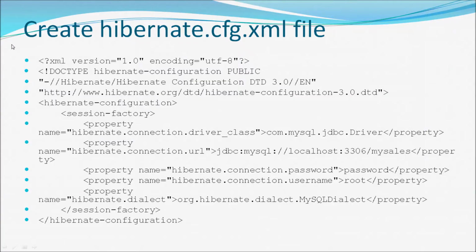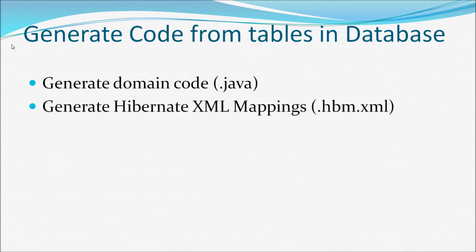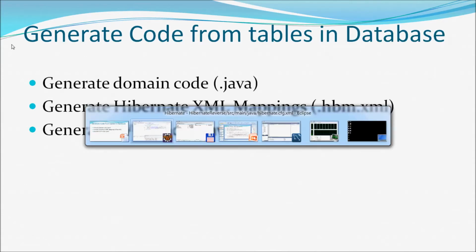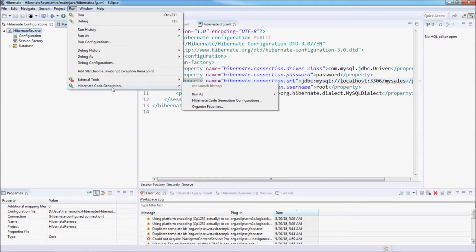Now we can generate code from the tables in the database. We can generate domain model classes or Hibernate XML mapping files and DAO code. Now to generate code for the model classes, you can click on this button, run Hibernate code generation configurations, or from menu File run Hibernate code generation and Hibernate code generation configurations.